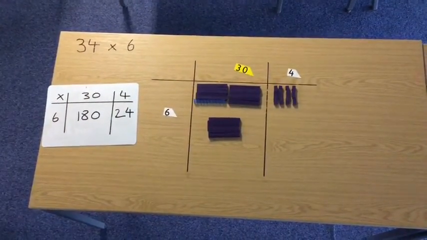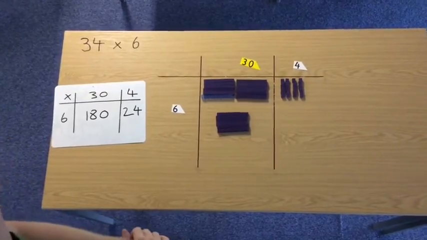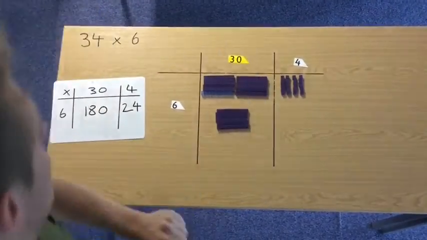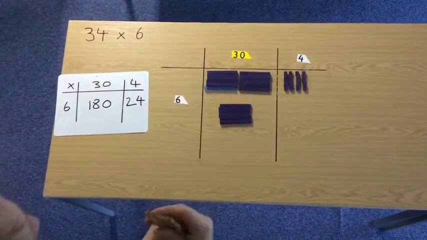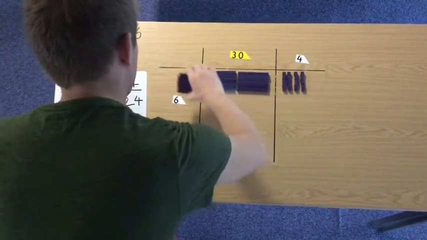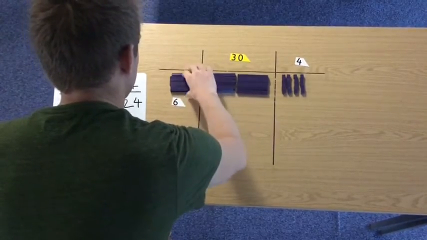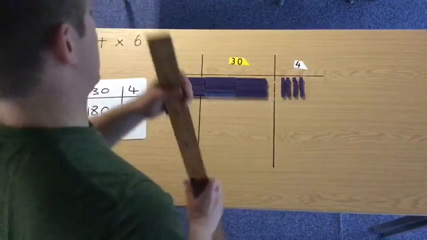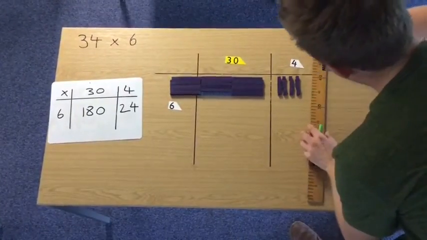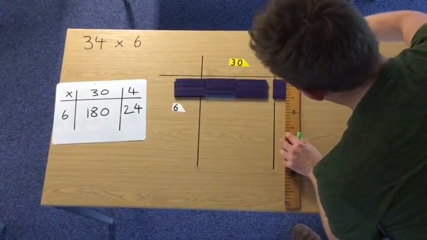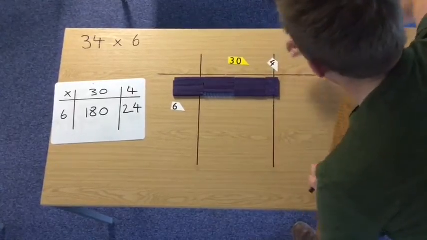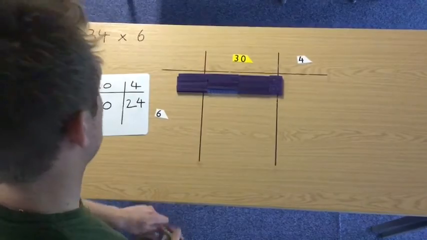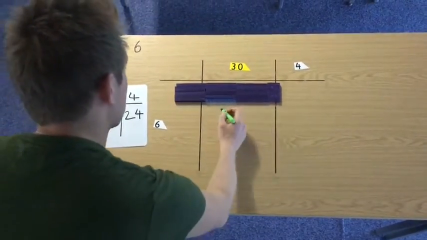So our answer can also be represented with our Dienes from our previous grid by pushing them together to make an array. So combining them together, should I say, sorry, not pushing. So like this. And there we have our answer represented as an array, and that is 204.